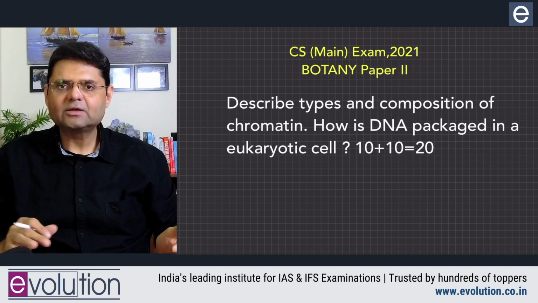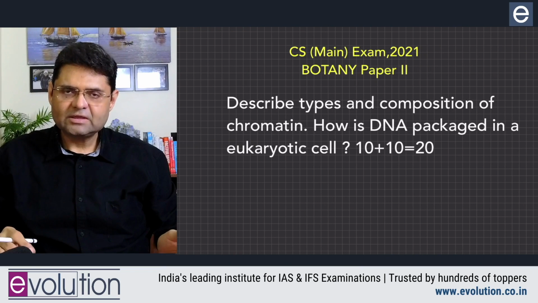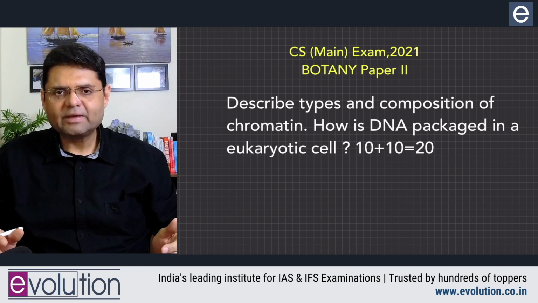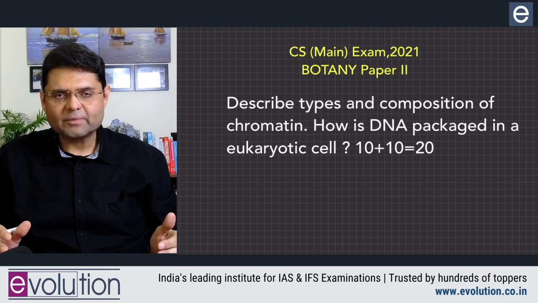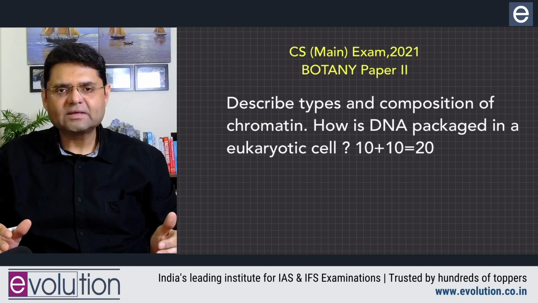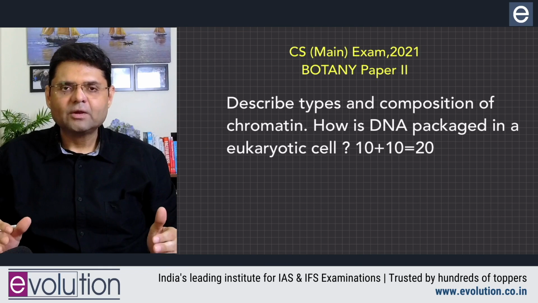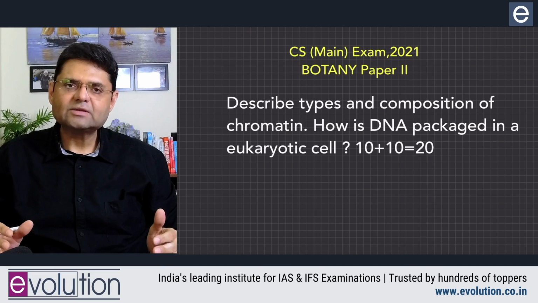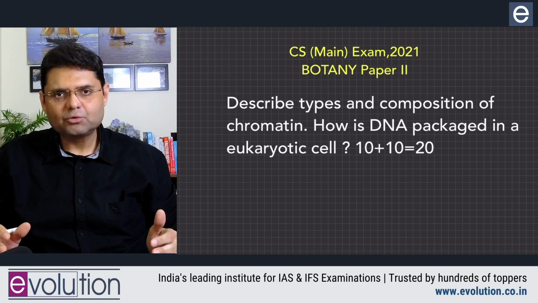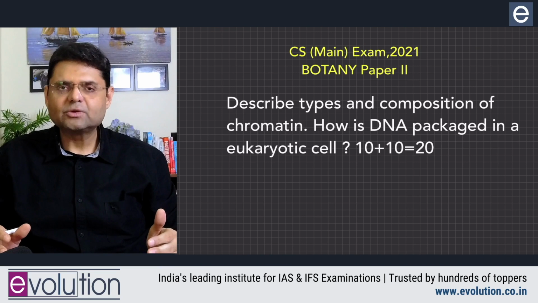And in botany, the question was asked this year only, in the 2021 main examination: describe the types and composition of chromatin. How is DNA packaged in a eukaryotic cell? To make it very clear to the candidates, the examiner has already divided this question into two parts, 10 plus 10. So it is very obvious that you have to give equal weightage to both the queries.